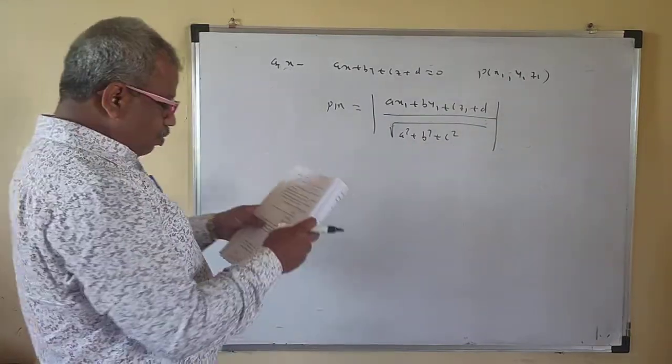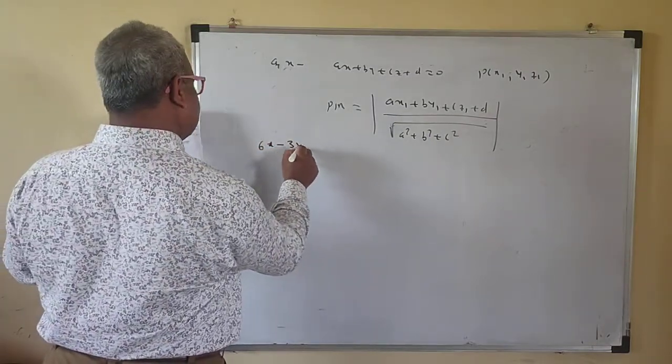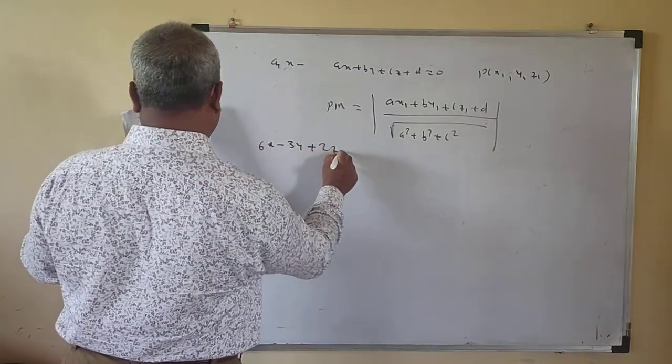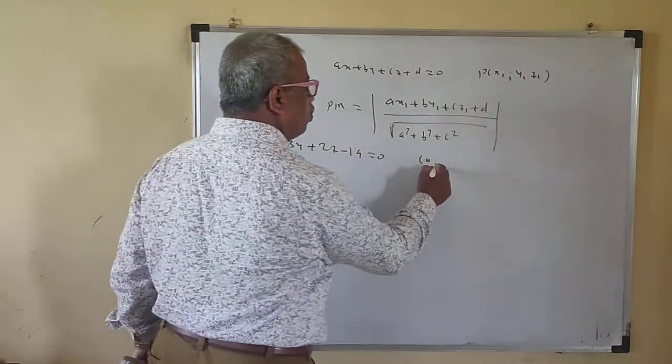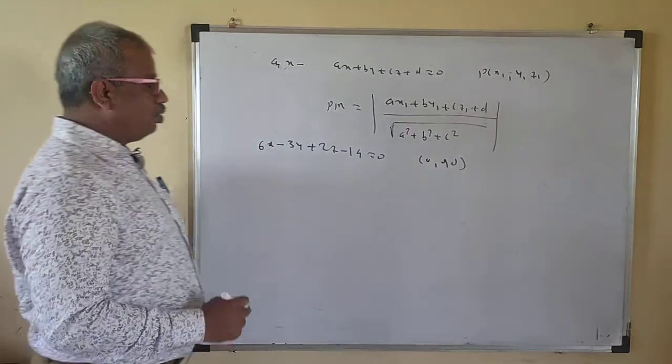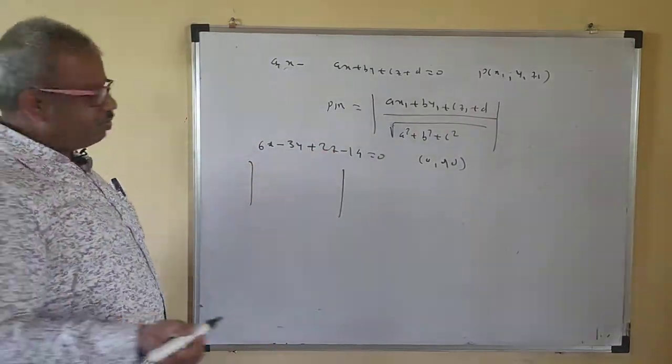Okay, so now find the distance of the origin. Now suppose this is 6x - 3y + 2z - 14 = 0, and you want the perpendicular distance from the origin. So how to do this? You have to put mod, because distance is always positive, therefore we are taking mod.